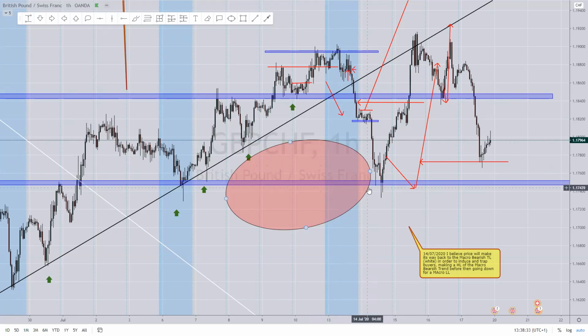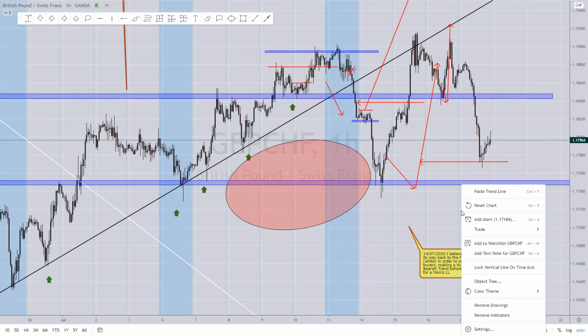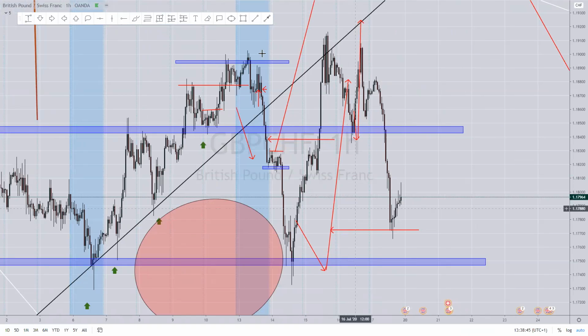It made a higher low, higher high. It's now made a higher low. We can see maybe price coming back down on Monday. We don't know, but this is a possibility. If I do this, you can sort of see there is a possibility that price might come down here, break this low, induce sellers before then just continuing up to the macro bearish trend line.